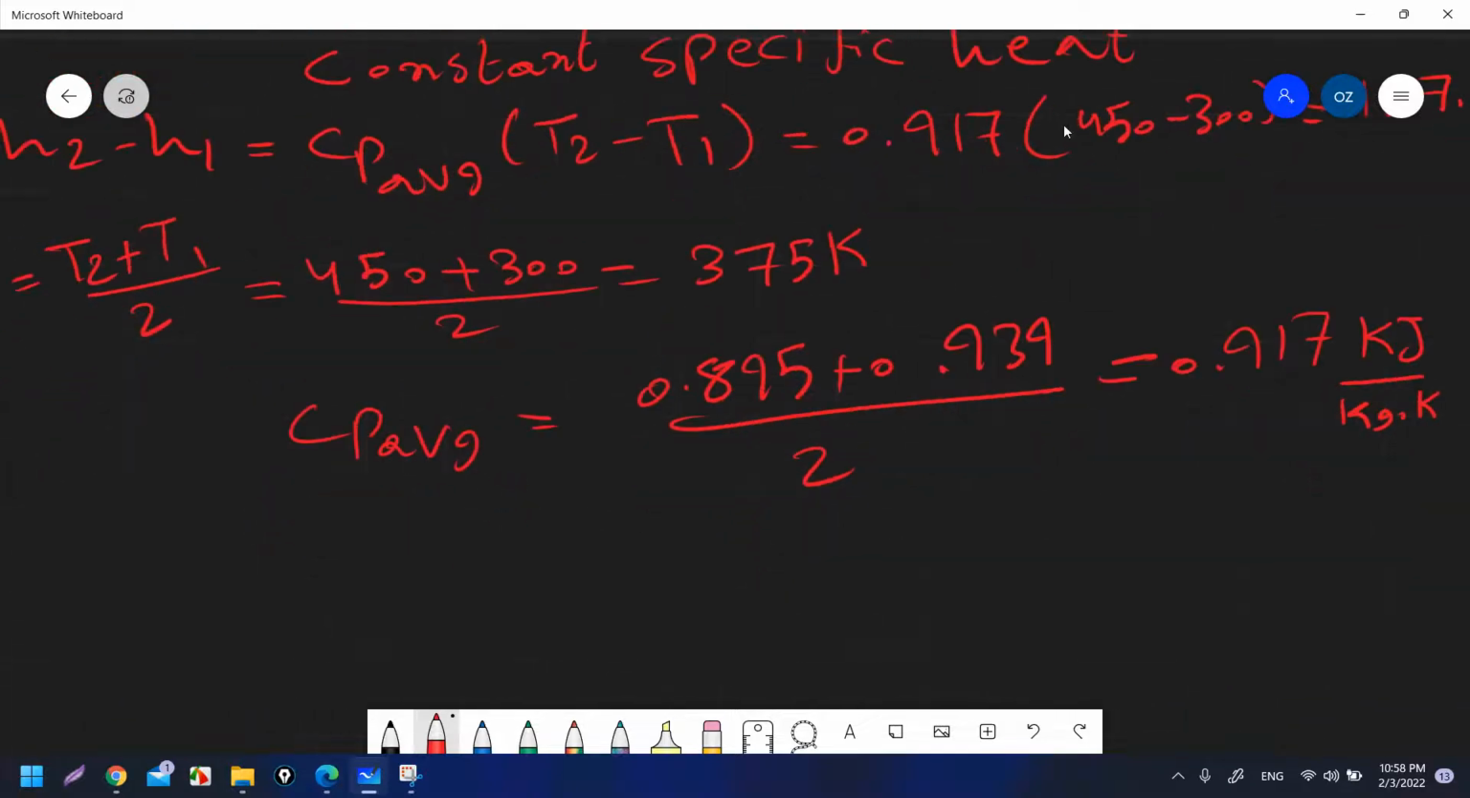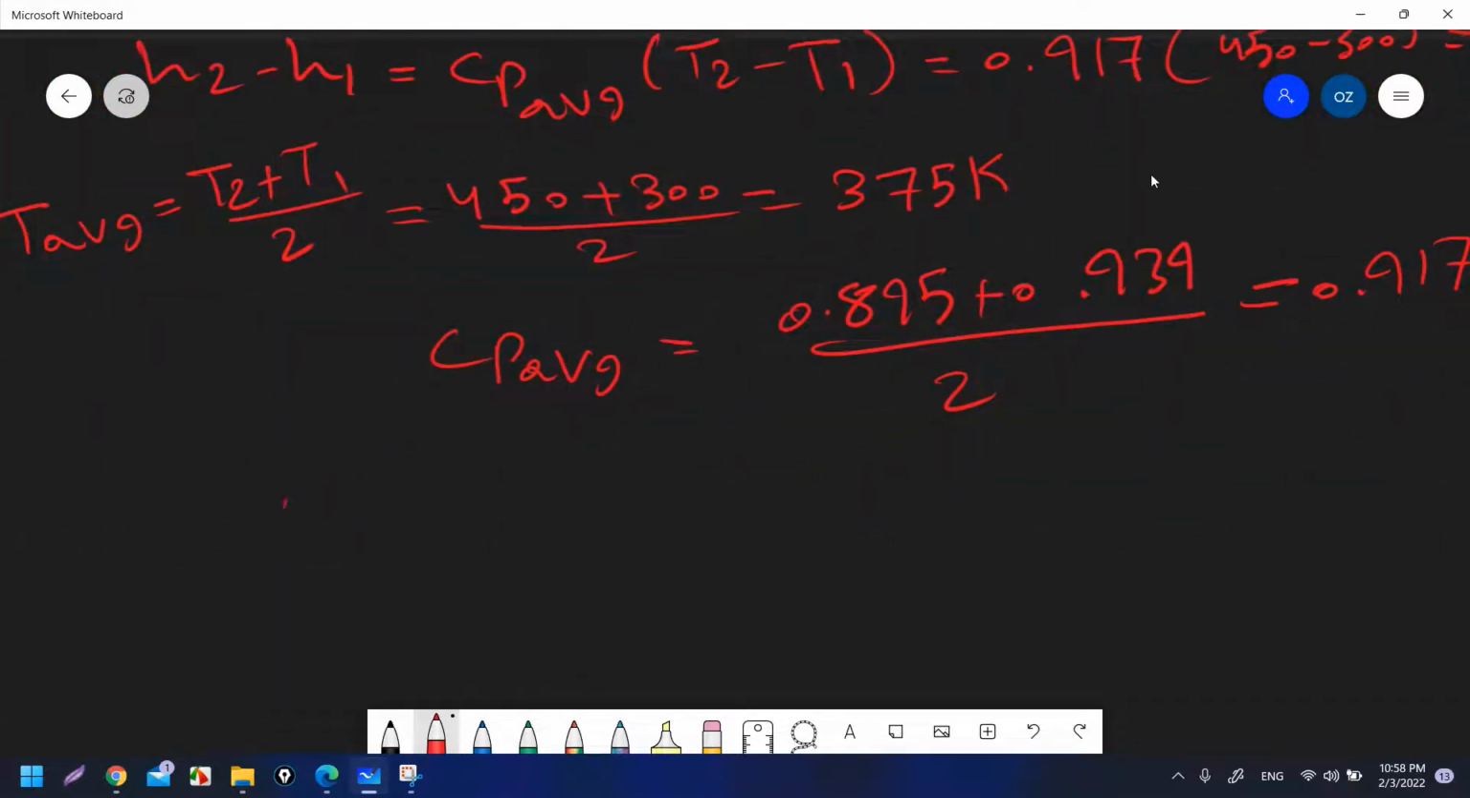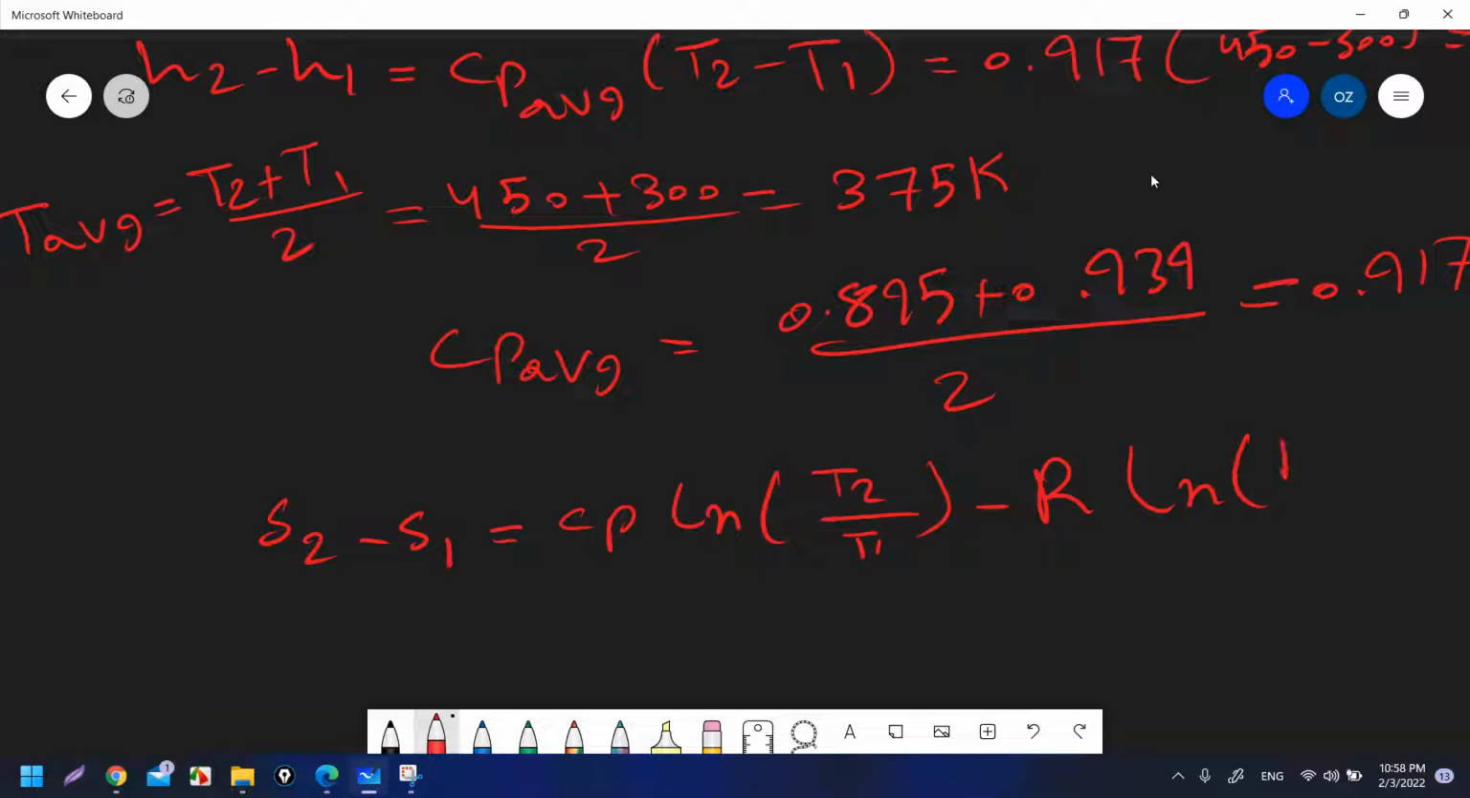And for S2 minus S1, it is a constant specific heat, so we'll use the equation related to constant specific heat. S2 minus S1 equals CB ln T2 over T1 minus R, from table A1 or table A2A, R ln P2 over P1. Okay, CB, the average one, 0.917. Okay, ln T2 450 over 300.